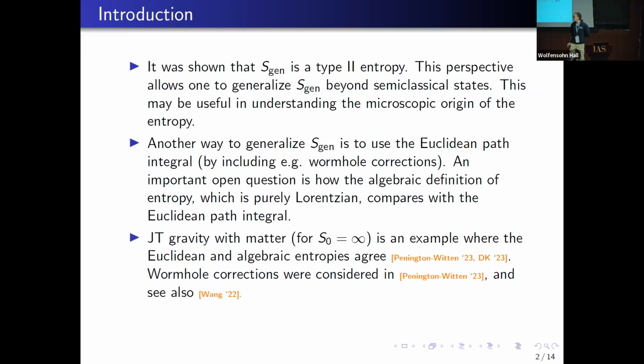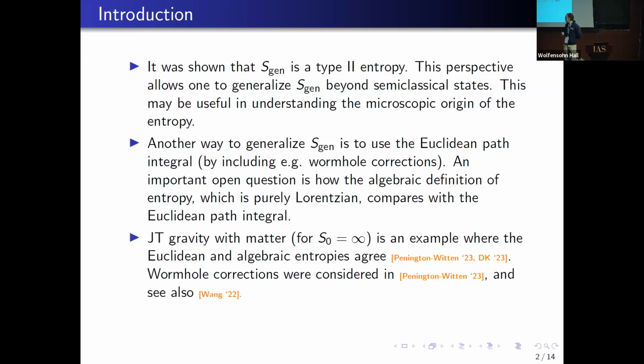So for an example where the Euclidean and algebraic entropies agree, you could look at, for example, JT gravity with matter, where the extremal entropy is set to infinity. I'll discuss this later in the talk, and this was also discussed in my paper and the Pennington-Witten paper.